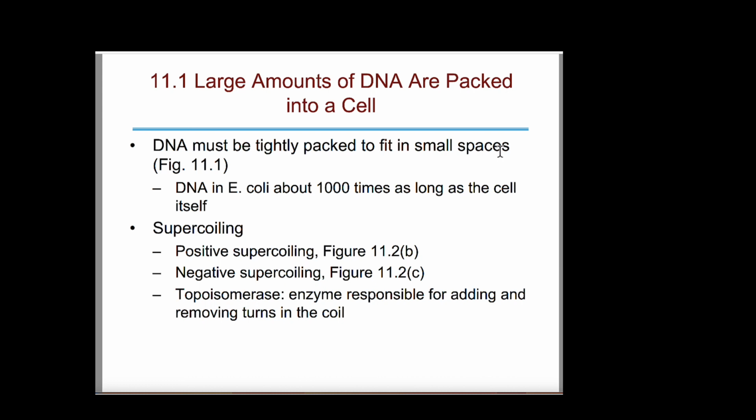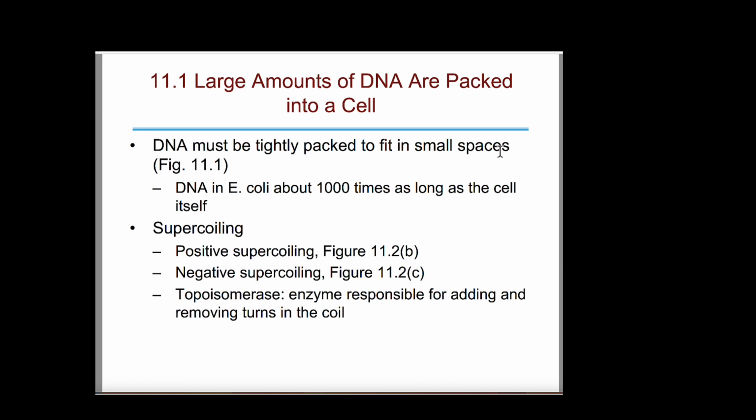DNA is 100 times longer, and we're talking specifically about E. coli, than the cell that it is compacted within. So if you were to take DNA out of an E. coli cell and allow it to be linearized, it's 100 times longer than the cell. So the question is, how is DNA that is 100 times larger than the cell itself able to fit in a small space like a cell, which is microns in size, so small that it cannot be seen with the naked eye? One of the factors that contributes to that is supercoiling.